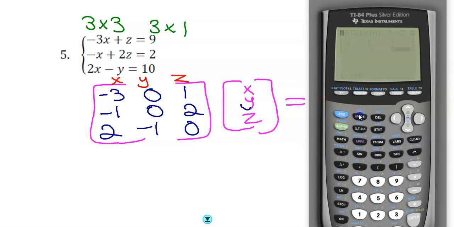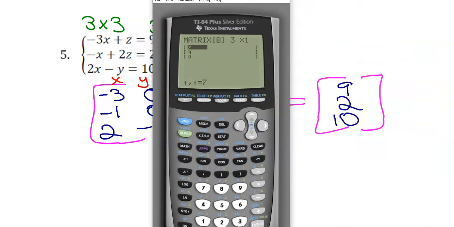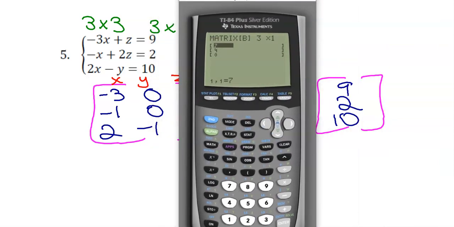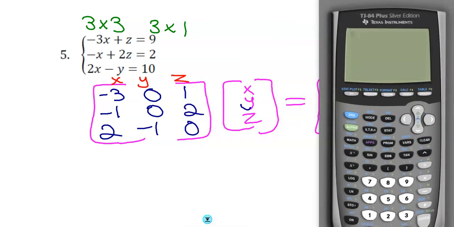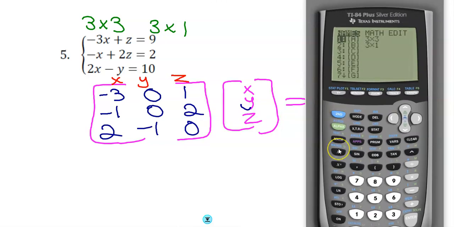And then again, second quit, get back in, second matrix, go over to edit. And now this has to be a 3 by 1. So yours should look like what it is up here, okay? So I have 3 rows and 1 column. Column, think of columns in Greece, up and down. So I have 9, 2, and 10. Then I exit out, and now I'm going to find the inverse. So second matrix A, inverse button, times second matrix B, and there we go.